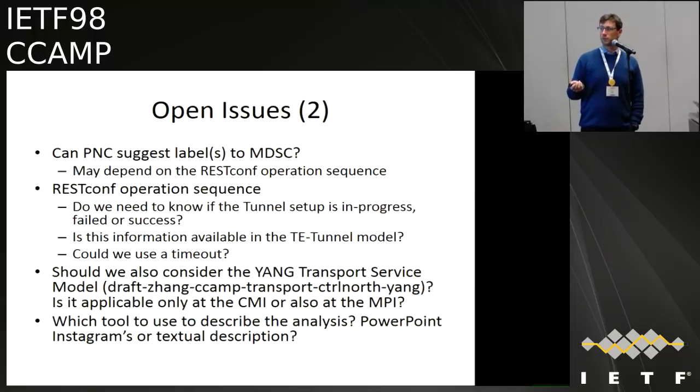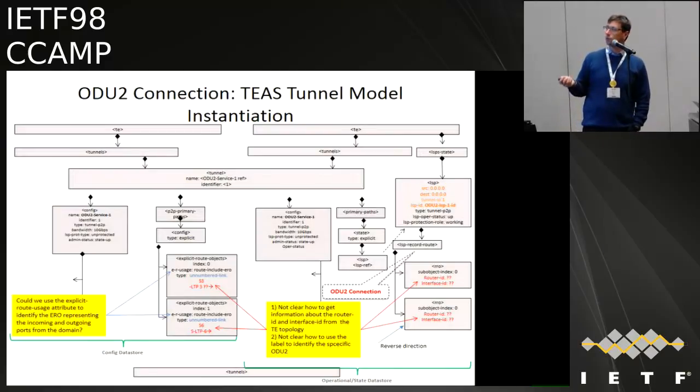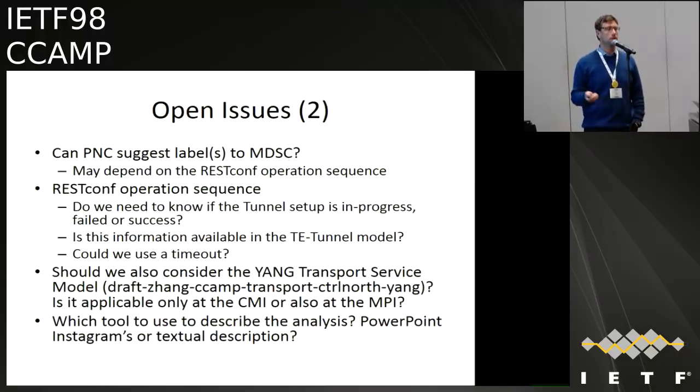We also have some discussion to be done about the other draft on the transport control northbound interface. Whether it is applicable to our various cases or not depends also on the applicability on CMI and MPI. We need to talk with the authors of this draft. And as we have seen, when we start documenting how the model is used, we can use PowerPoint, which is easy to write, but is much more difficult to put in an Internet-Draft. We can do it in text, but text is complex to write with all the indentation. So we would like to see some tools to help us, and there is an ongoing discussion on how to do that.